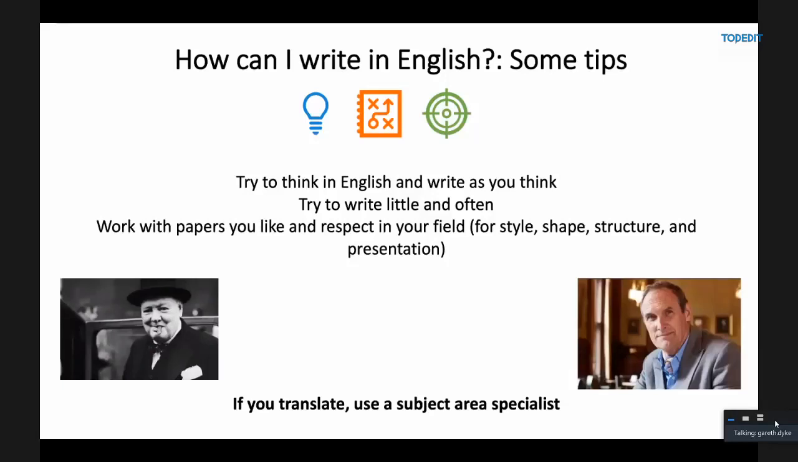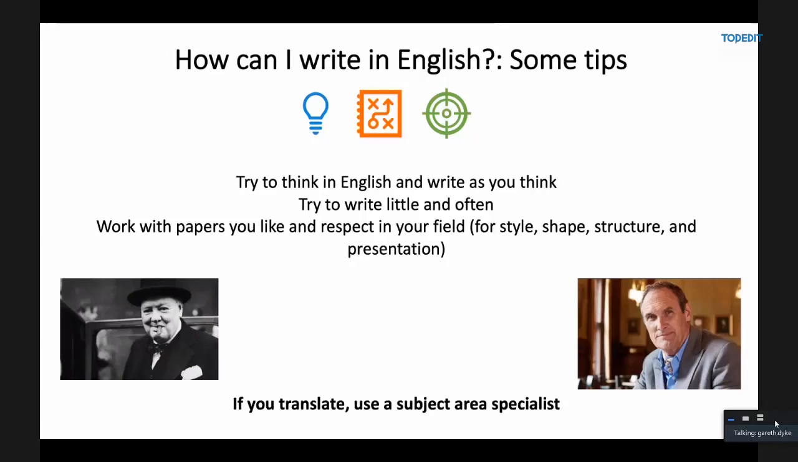Because people ask us, how can I write in English? English is not my first language. How can I even do that? How's that even possible? I can relate to this, of course, because I'm trying to learn to write in my second language. And here are some tricks that coaches, that writing teachers will give you. Try to think in English when you have to write something in English, and write, as my friend Hadley Freeman on the previous slide taught me, write as you think.